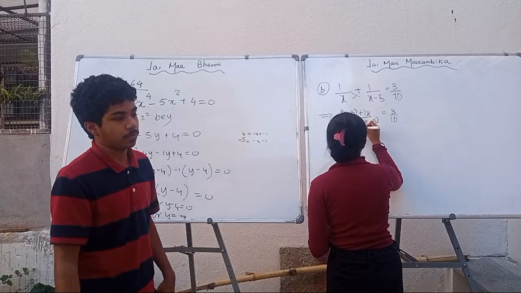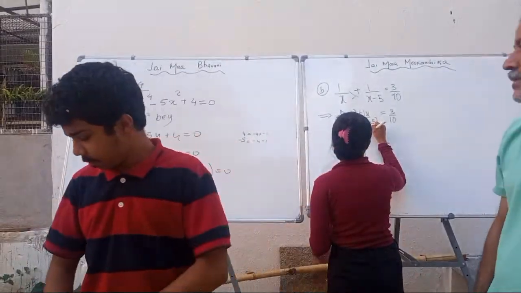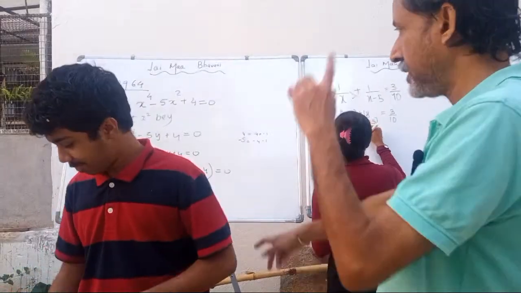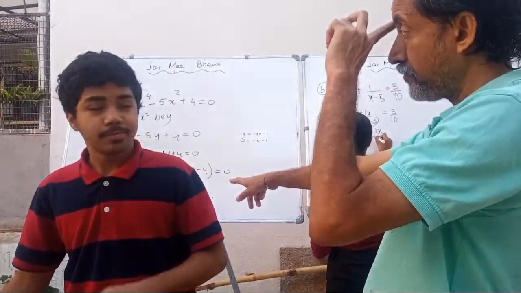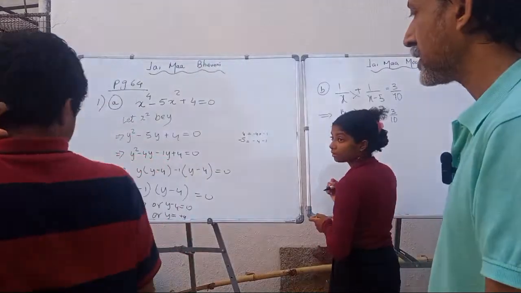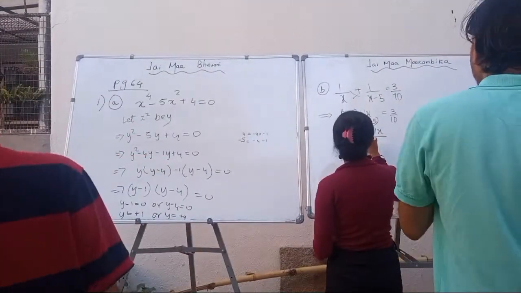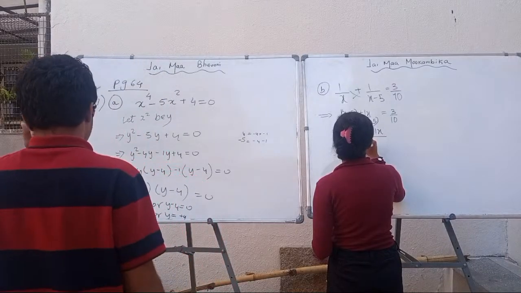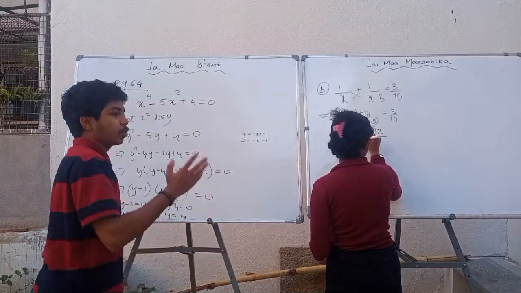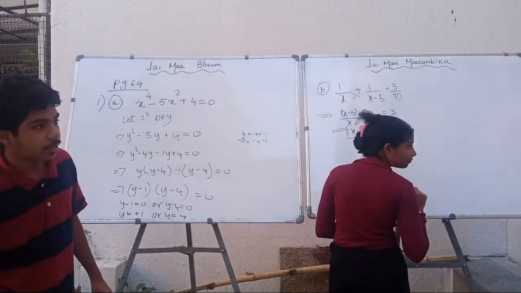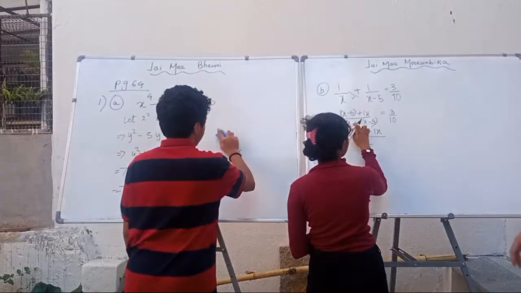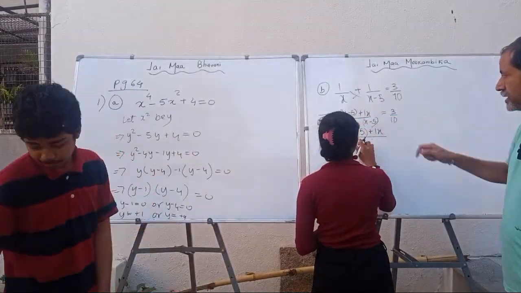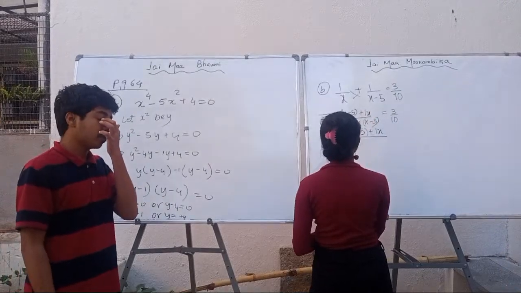Done. Wait, don't celebrate yet. No, y is equal to 1, but y is equal to x square. You have to find the value of x. Okay. Will take 2 more minutes. No, it is multiplication. No, you multiply. Yeah. Now?